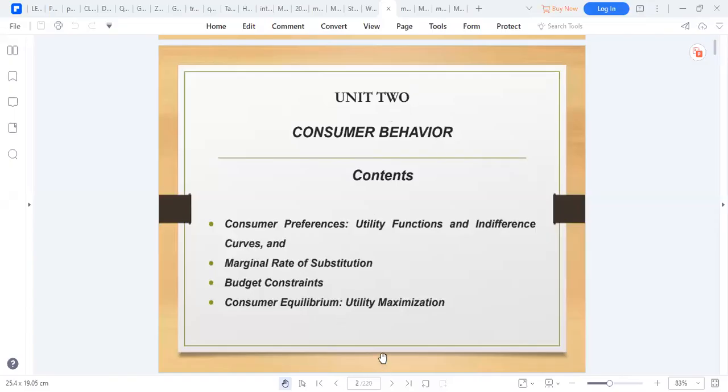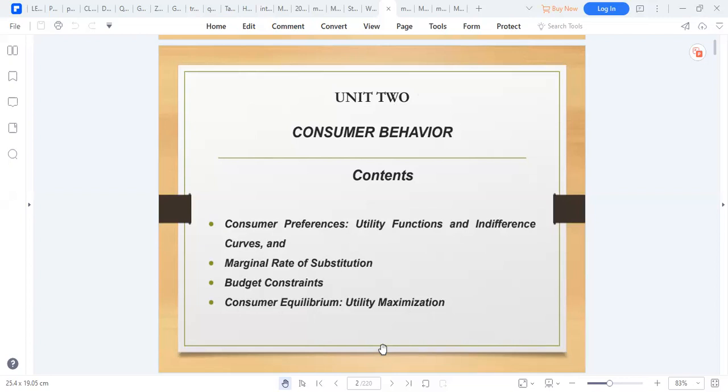We're going to look at consumer behavior. In this unit, we will discuss how you and me consume goods X and Y with limited budgets. We'll look at the concept of indifference curves and the marginal rate of substitution.